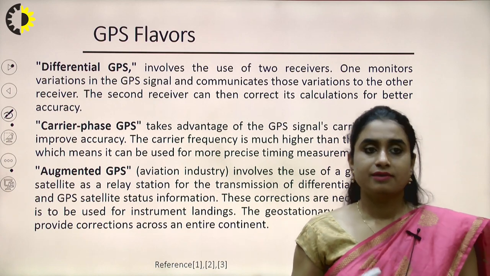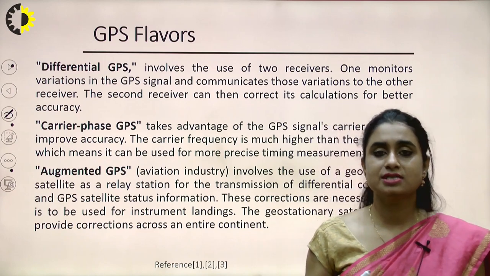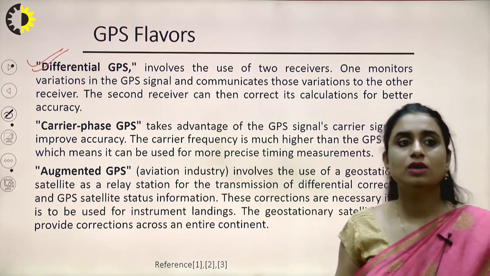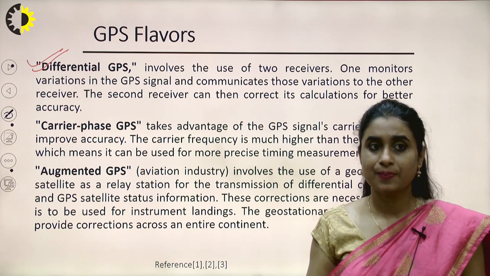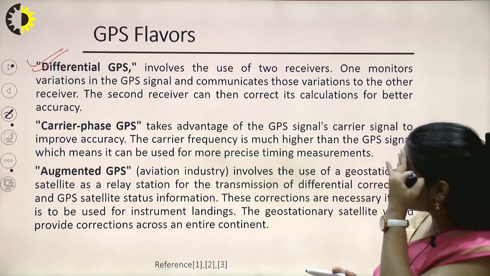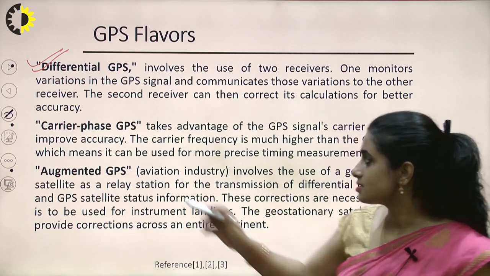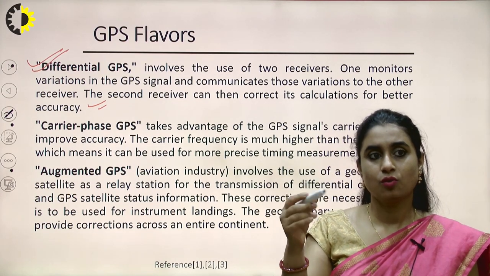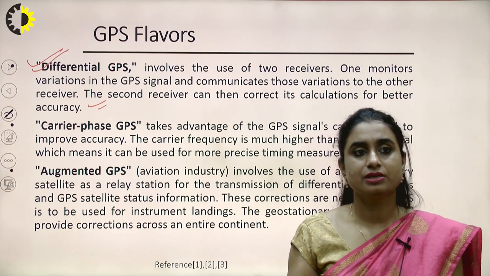Now, if I talk about the different kinds of GPS we have, there is differential GPS. It involves the use of two receivers. This is the most famous and most common kind of GPS that we use. Here, one monitors variations in the GPS signals and communicates those variations to other receivers. The second receiver can then correct its calculations for better accuracy. And carrier phase GPS is a better kind of GPS. We use two separate receivers here, one to monitor variations and another for actual calculation.